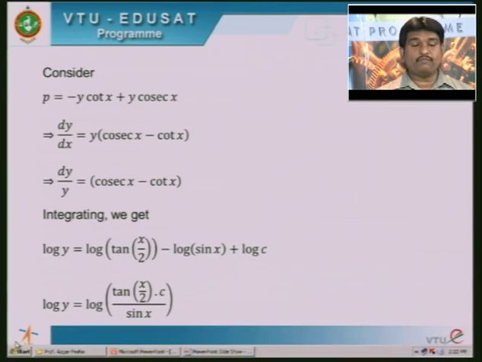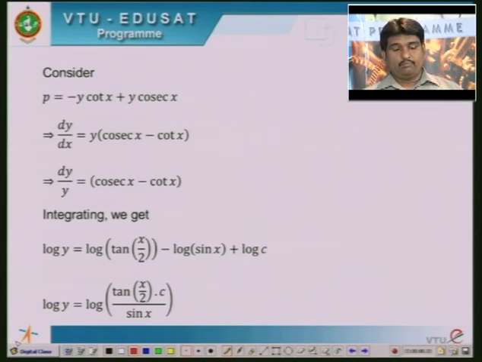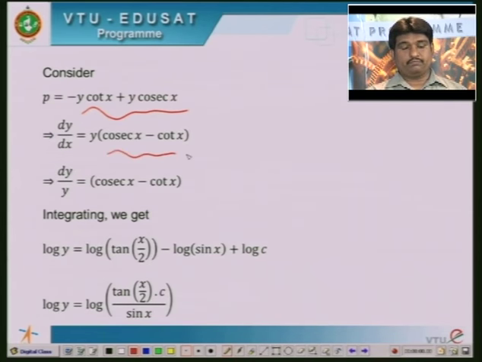Consider the first factor. p = -y cot x + y cosecant x. Take y outside, it becomes y(cosecant x - cot x). You can solve this differential equation using the variable separable method. Separate x and y terms. It is dy/y = (cosecant x - cot x) dx. Now it is in separable form.